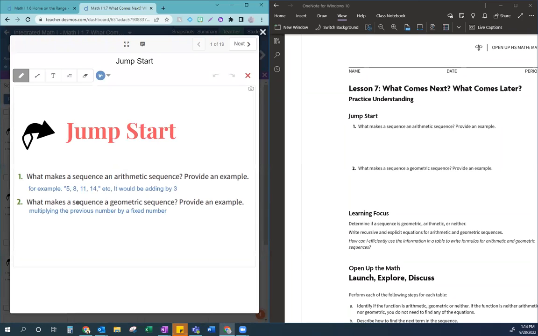So someone said, hey, look, 5, 8, 11, 14. That would be adding by 3. So yes, if you don't have this adding by for arithmetic, then that's not correct. If you put subtracting, that works too. But it's adding by 3, subtracting by 3. Very good. So what makes a sequence a geometric sequence?